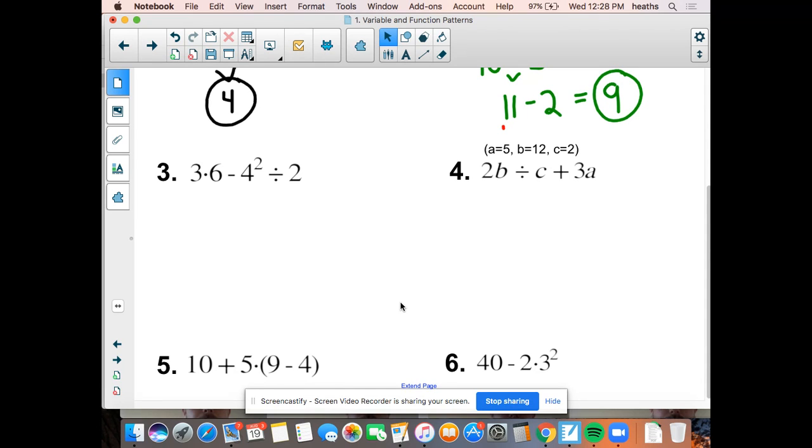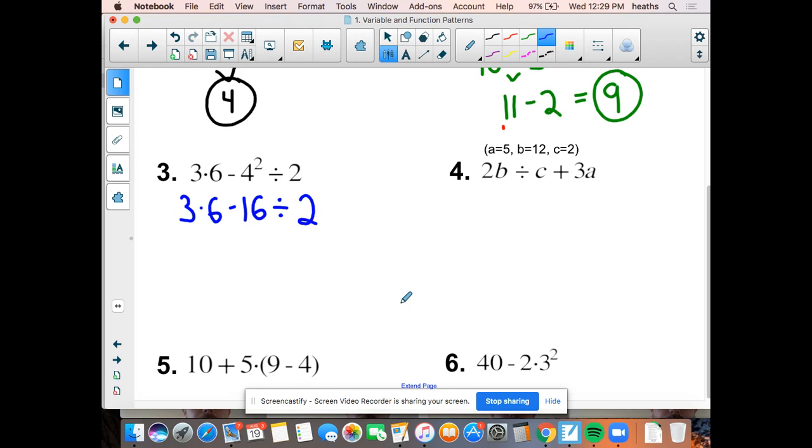So do we have a parenthesis? No, we don't. Do we have an exponent? Absolutely. 4 to the second power, or 4 squared, is an exponent. 4 squared means 4 times 4, and I know that 4 times 4 is 16. I want to keep my problem nice and organized, so I'm going to drop everything down just the way it looks. Only thing different was solving for the exponent, and there we go. So now we have 3 times 6 minus 16 divided by 2.